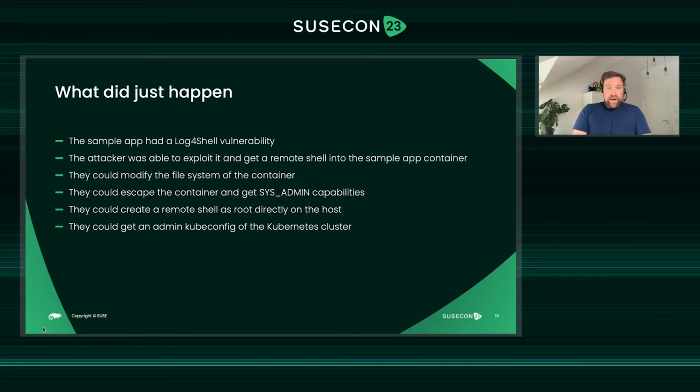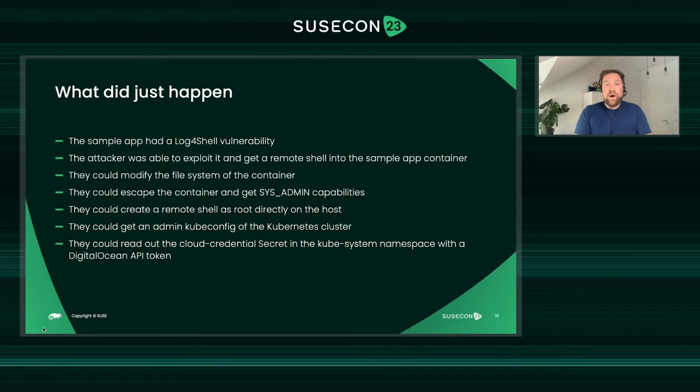Because we had root access to the host, we were able to get an admin kubeconfig, so we were also admin in the Kubernetes cluster. And we could read out the cloud credential secret in the kube-system namespace that had a DigitalOcean API token to connect to the DigitalOcean API. And we were able to create a VM that we could use for all kinds of things like crypto mining. So that's bad.